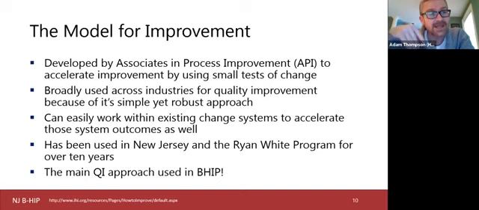So it should not conflict with what you're already doing, but rather support it. The other reason we chose the Model for Improvement is that this model has been used in New Jersey as well as the Ryan White program for over 10 years. It's the dominant model in the National Quality Center, now the Center for Quality Improvement and Innovation. And it's also been the dominant model used in the New Jersey HIV Cross-Part Care Collaborative. The other reason we chose it is because it's one that most of the parts in New Jersey are pretty familiar with.